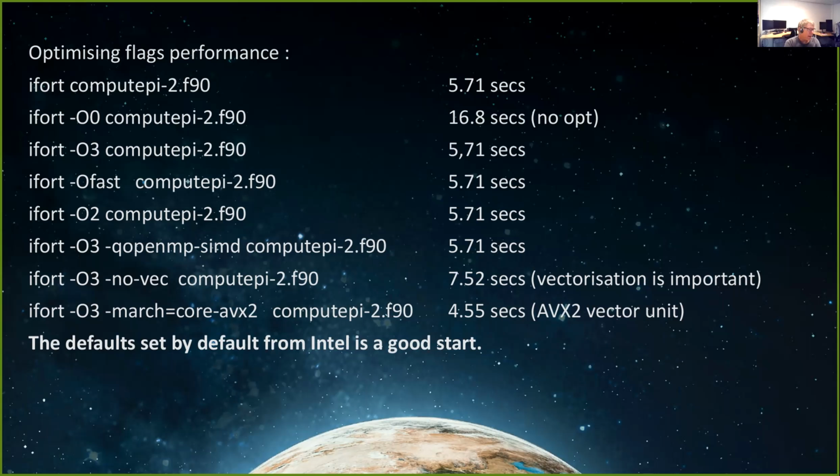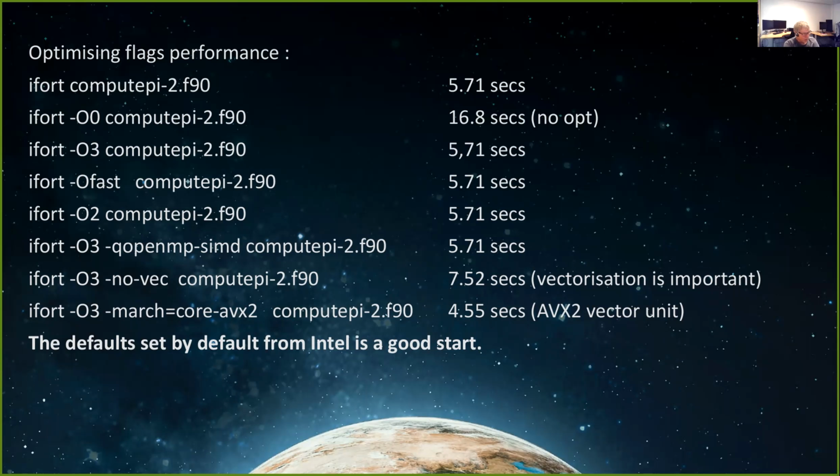If we do minus O3, which is even more optimization, or O fast, it's the same. If we do O2, there's no difference between O2 and O3. And we put in OpenMP SIMD. Usage of SIMD vectorization instructions is also by default. That's why, if you don't do anything, you see all the defaults get you to 5.7. Then I wanted to check, does the vectorization have any impact on this one? I get 7 seconds, so vectorization is important. Sometimes you can have problems that are vectorized much more, but even here, you can see that vectorization is important.